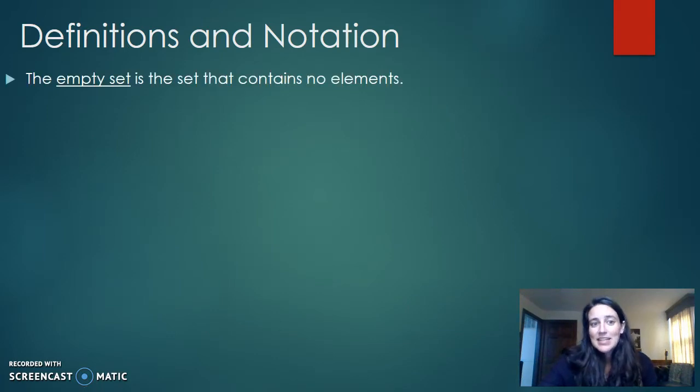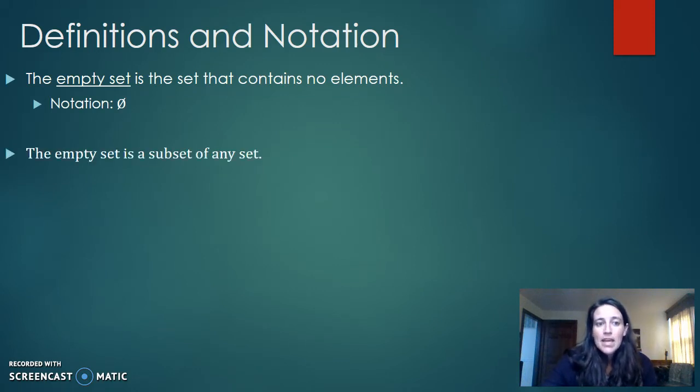The empty set is the set that contains no elements. The notation we use to denote the empty set is a 0 with a slash through it. And the empty set is a subset of any set that you can think of, because we can always take the set with nothing in it as a subset of any set. So in symbols that looks like this: the empty set is a subset of the set X for all sets X.